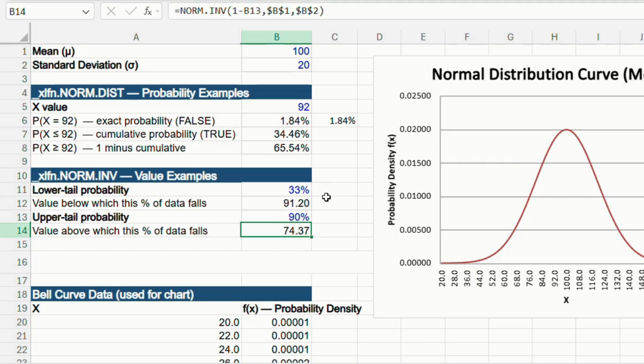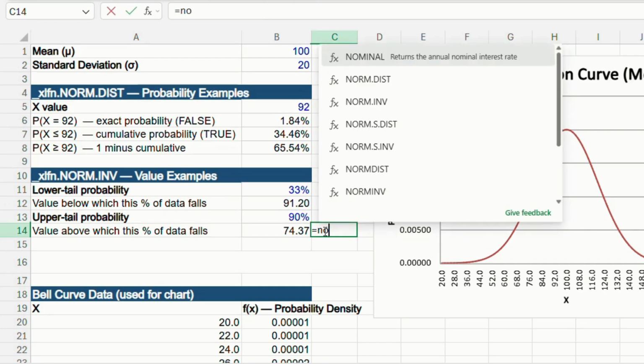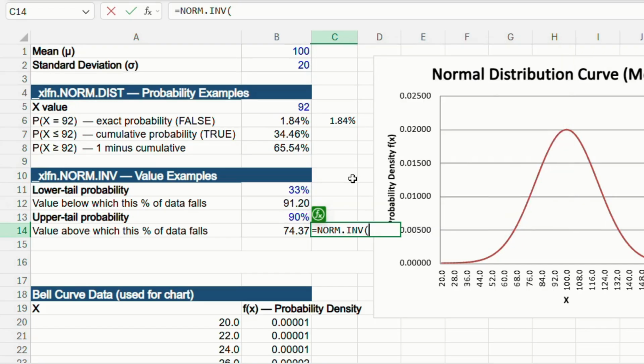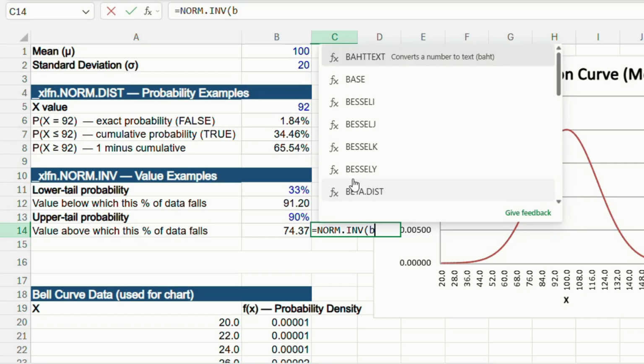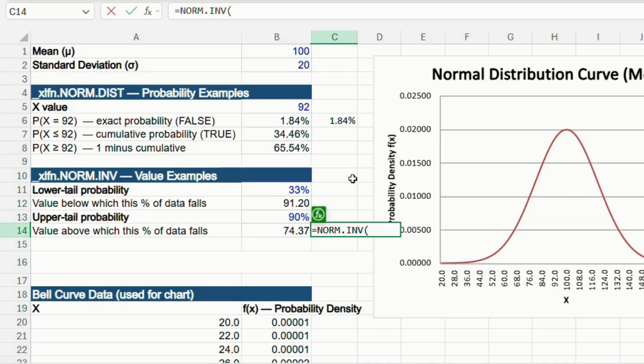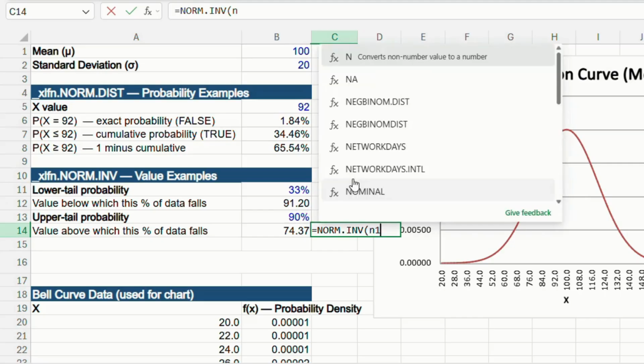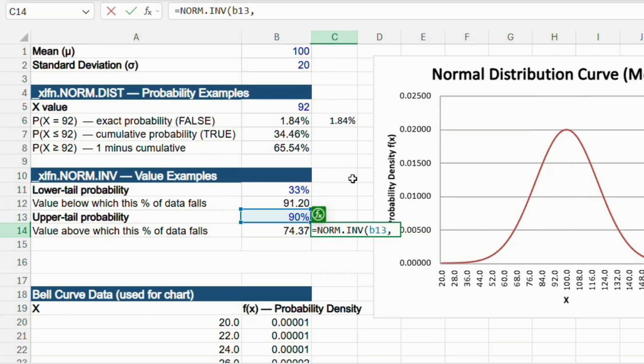So again, we'll subtract. If we use the same formula like this one, equal to normal inverse, and our number is B13, then we have this value, which is wrong, and this is the score that 90% fall below, not above.